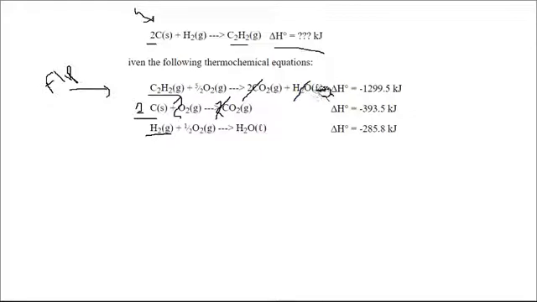It also has the water that can cancel out with the first equation. Water here is on the reactant side, because remember we flipped it, and water here is on the product side, so they can cancel out. So now let's look at what I have.